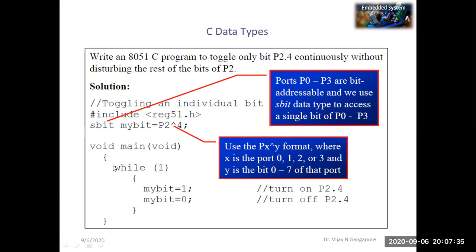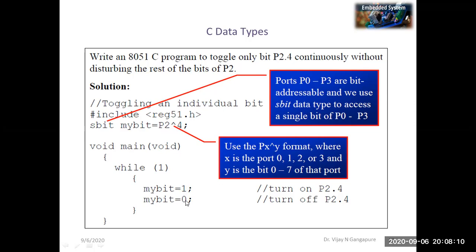This is the main program, void main void, and in between the opening and closing braces, while 1, this is an infinite while loop, meaning whatever statements are in this loop will execute infinitely. So mybit is equal to 1. This statement will set port 2 pin number 4, because mybit is pin number 4 of port 2. I'm assigning it the value 1, so first this pin will get set, and after that mybit is equal to 0.